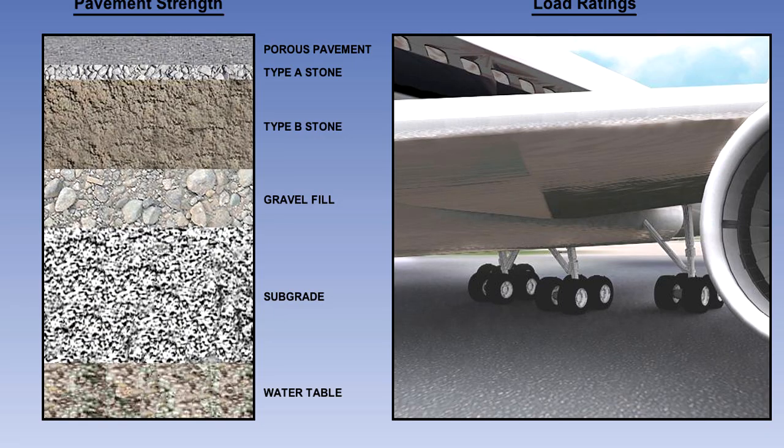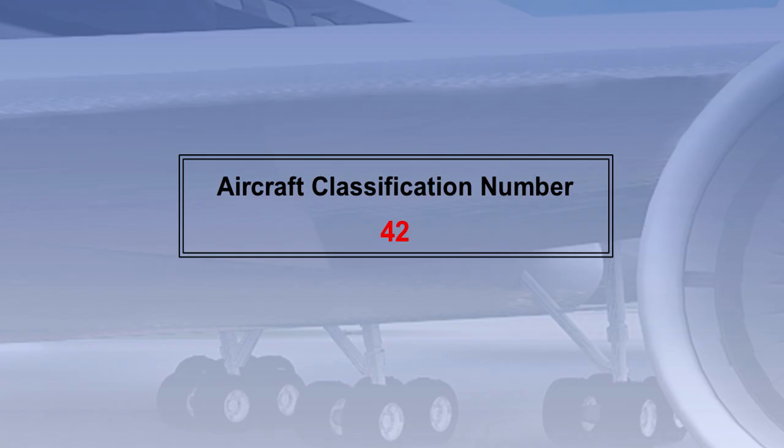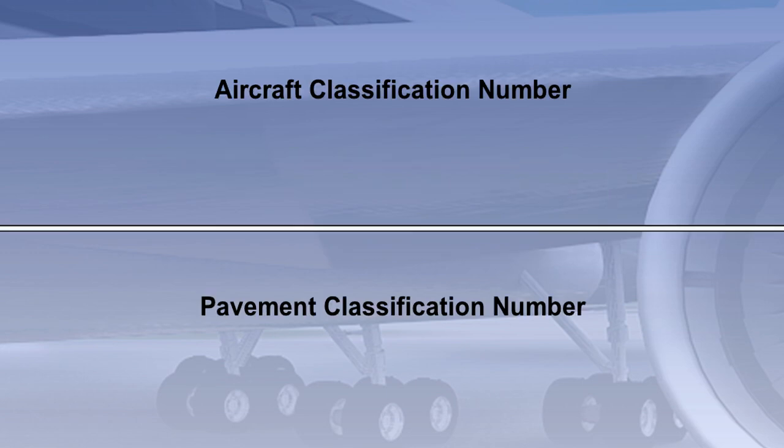The second part of the ICAO system deals with the aeroplane load ratings based upon certain subgrades. The load ratings are called the Aircraft Classification Number, or ACN. The values of the Aircraft Classification Number are given so that they may be compared with the Pavement Classification Number. This simple rule is that the Aircraft Classification Number is not allowed to exceed the Pavement Classification Number for the corresponding type of subgrade surface.